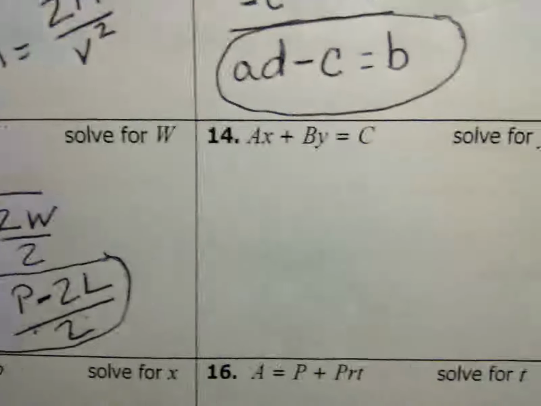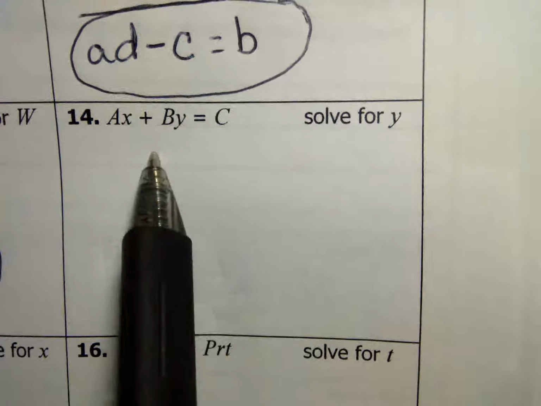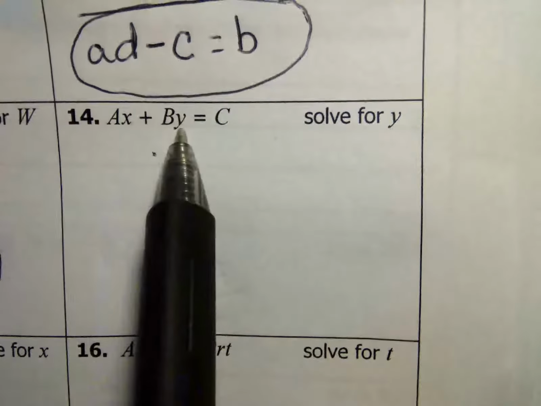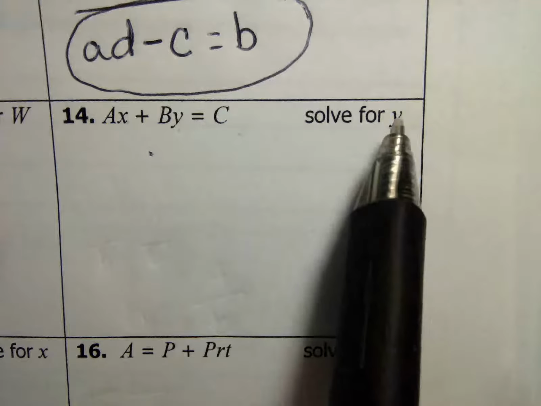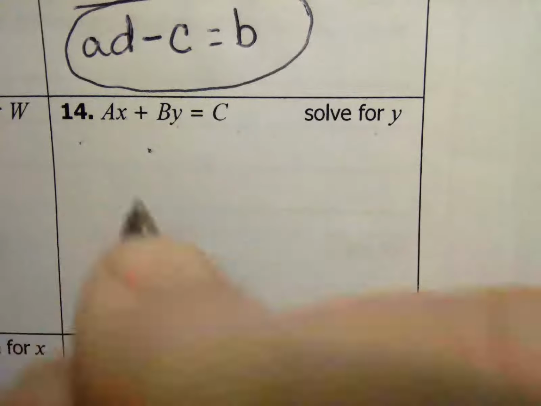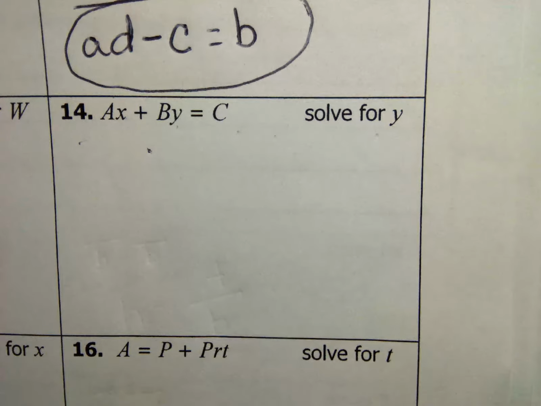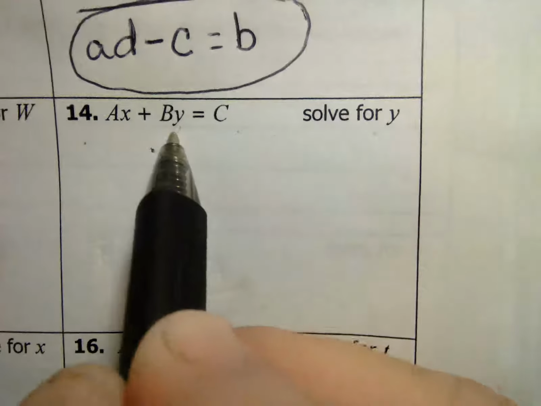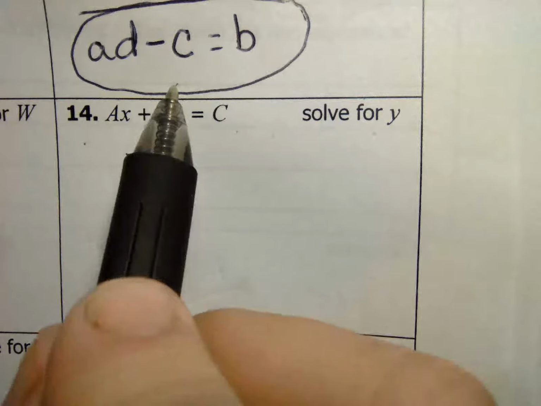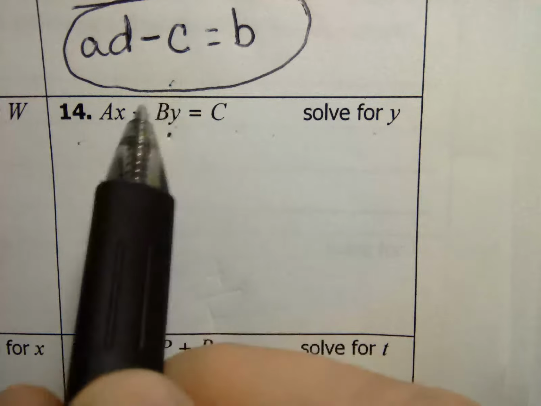Now, this equation right here, you're going to see a lot of this in algebra. This is called your standard form, ax plus by equals c. Solve for y. How would I solve this for y? I want y by itself. I want to get rid of something first. Yes. Let's get rid of ax first.